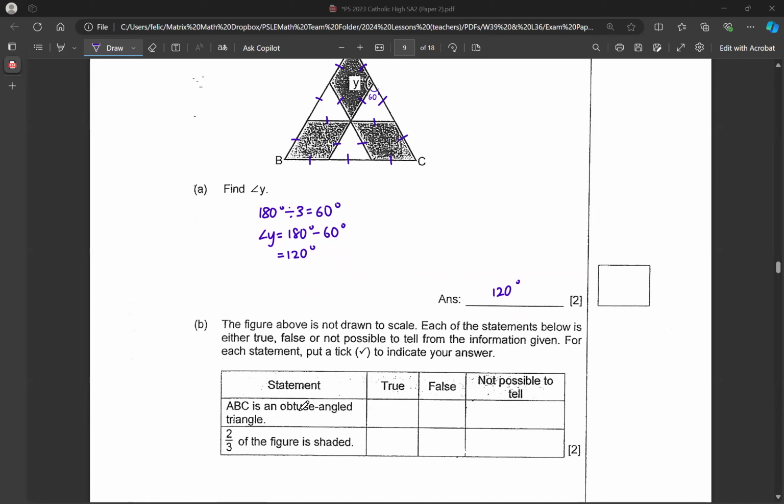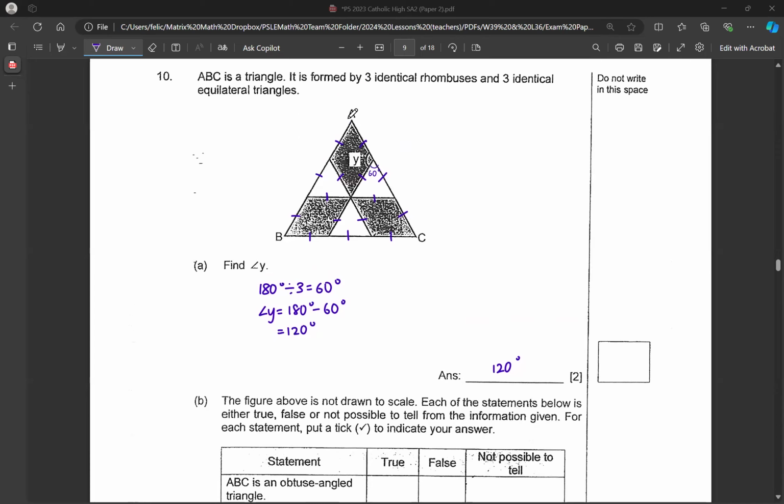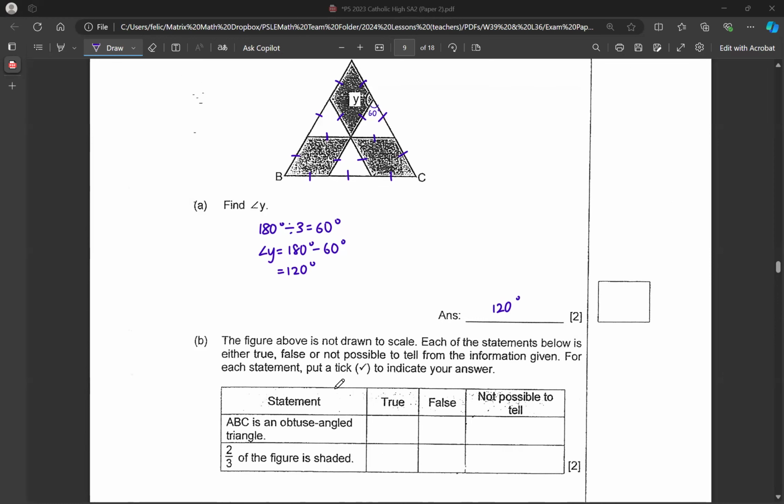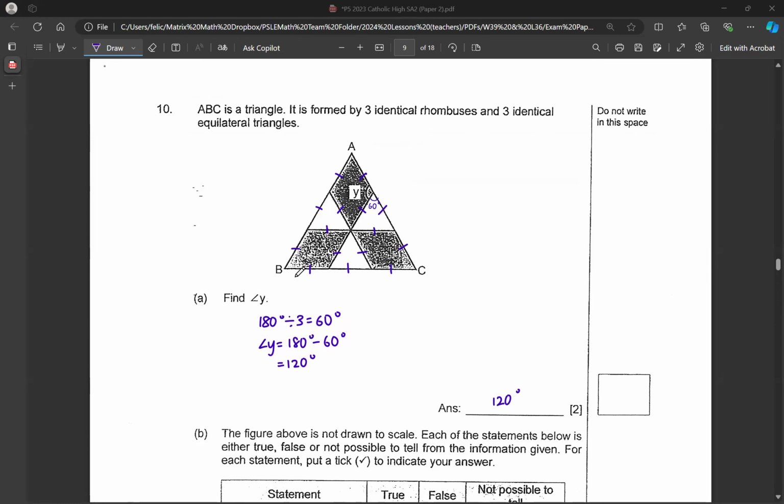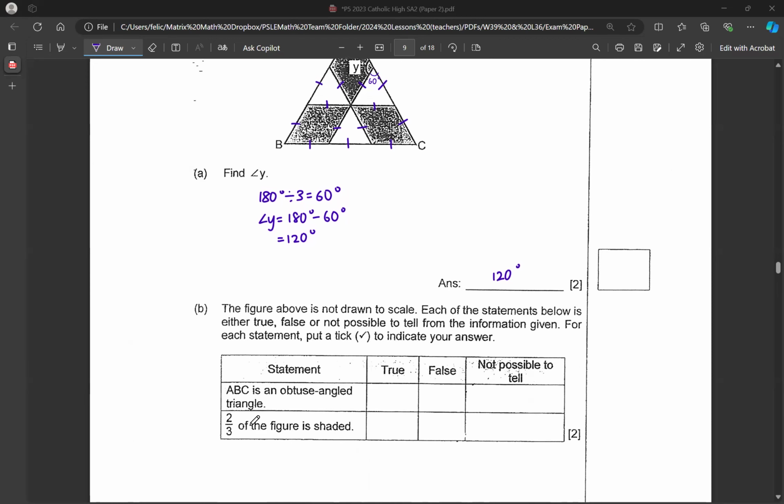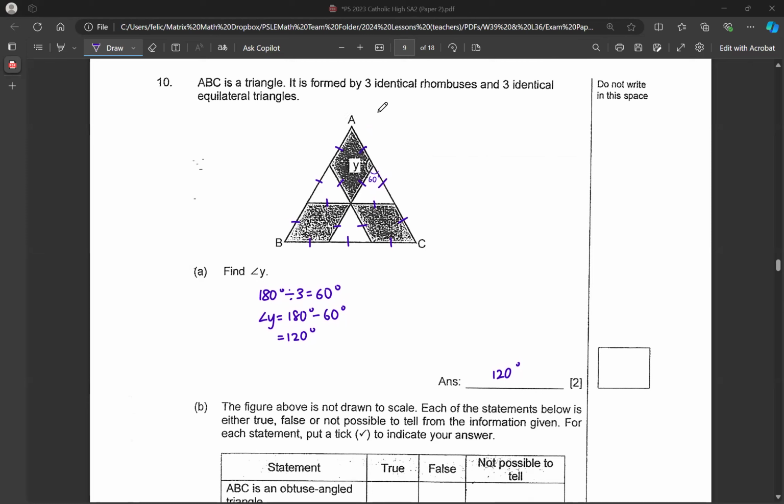So what is obtuse? Obtuse means anything above 90 degrees but less than 180 degrees. And when they say obtuse angled triangle, it means that maybe one of the three corners is an obtuse angle. So that's what it means by obtuse angled triangle. It means at least one of the corners. Don't care about the inside shapes, at least one of the corners of the whole triangle ABC, of the big triangle, at least one of the corners has an obtuse angle.